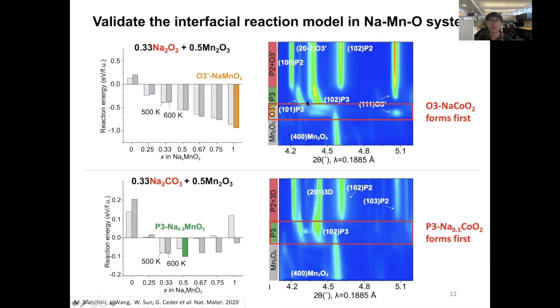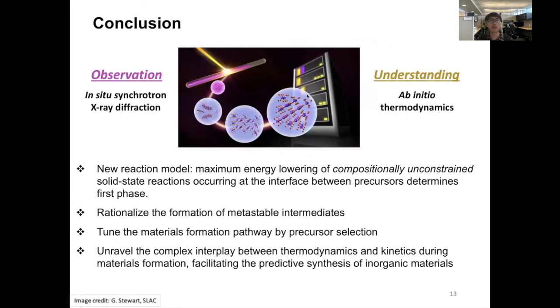phase reaction sequence. In conclusion, by combining in situ synchrotron X-ray diffraction and evidential thermodynamics, we first define a new reaction model: the interfacial reaction with maximum energy lowering in the compositionally unconstrained chemical space determines the first phase to form, which also rationalizes the formation of metastable intermediates. And as changing the precursor can change the first formed phase, the material formation pathway can also be tuned by selecting different precursors. In the end, we show thermodynamics and kinetics are highly convoluted during materials formation, and we hope our understanding can further facilitate the theory of predictive synthesis of inorganic materials and accelerate materials discovery in a more efficient way.